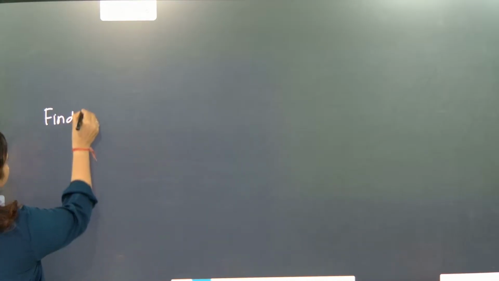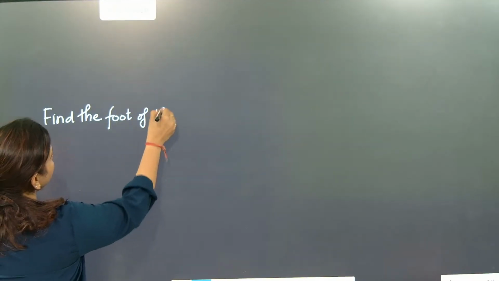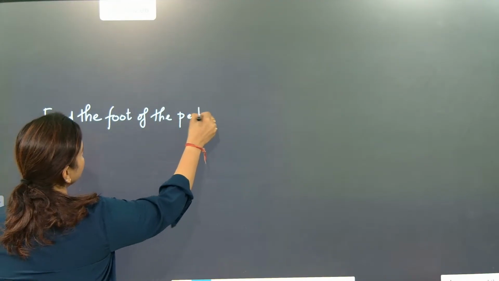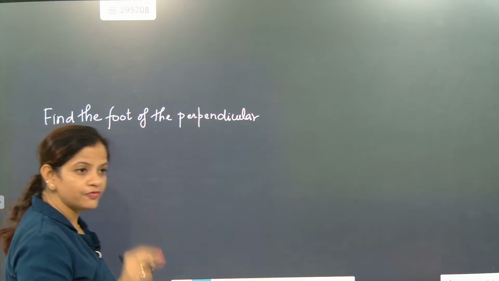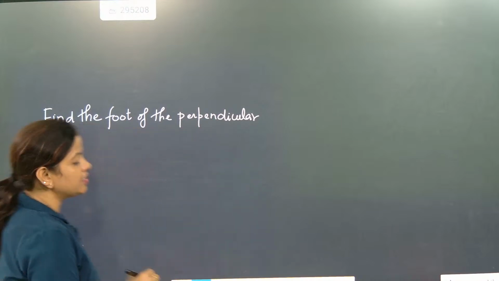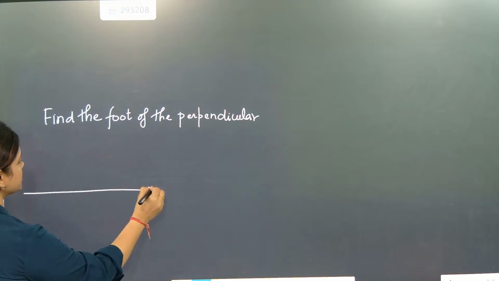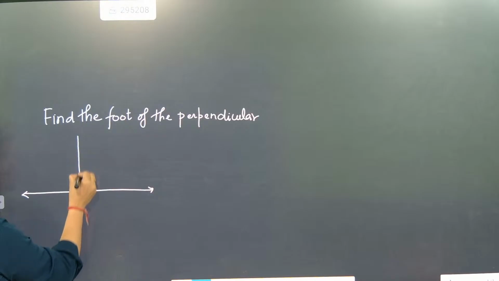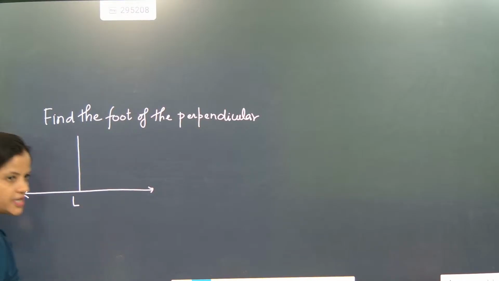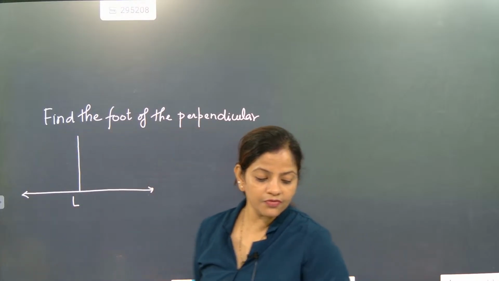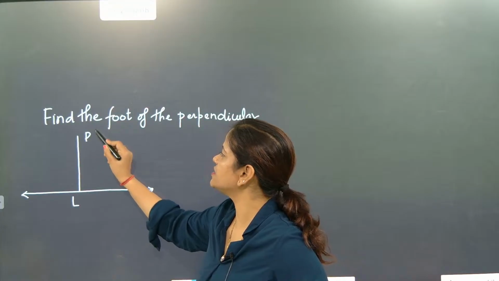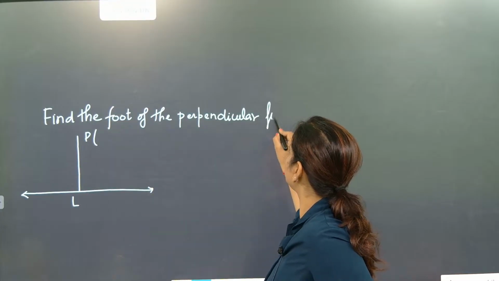Find the foot of the perpendicular. Check here very nicely, beta. Foot of the perpendicular means this is exactly the base, and here one perpendicular is drawn. So you have to find the foot of this perpendicular. We will name it as L. Understood? Find the foot of the perpendicular from the point.